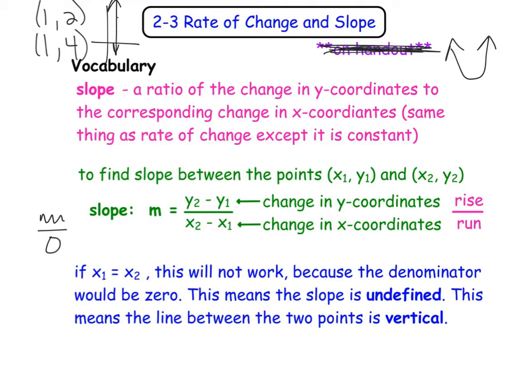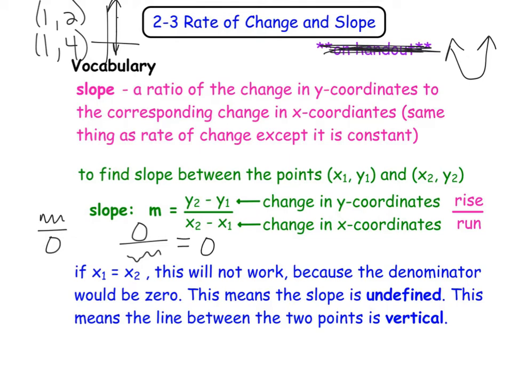Now if your y values are equal, so if you have like 2 minus 2, then your numerator would be 0. And again, I don't care what the denominator is as long as it's not 0, because then that would be the same point. But if the numerator is 0, that means the slope is 0.